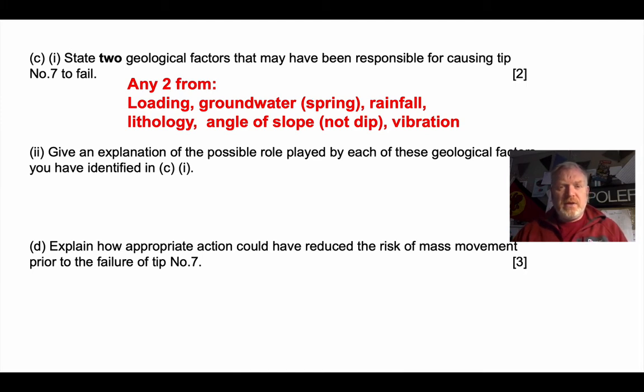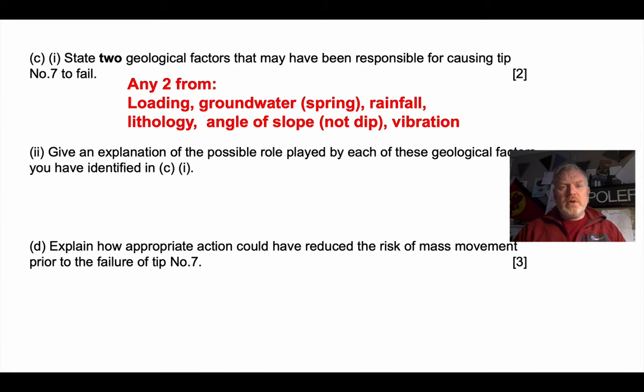We then have something else adding to that. The rainfall would have caused the level of groundwater, the water table, to rise, made the spring discharge more. But the lithology also has an effect, creating that spring. The steep angle of the waste slope would also have had an effect.